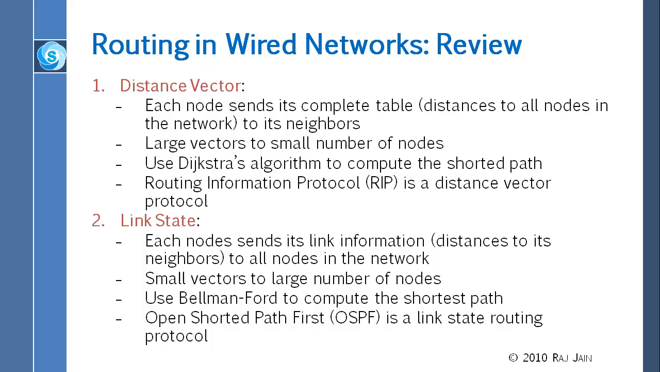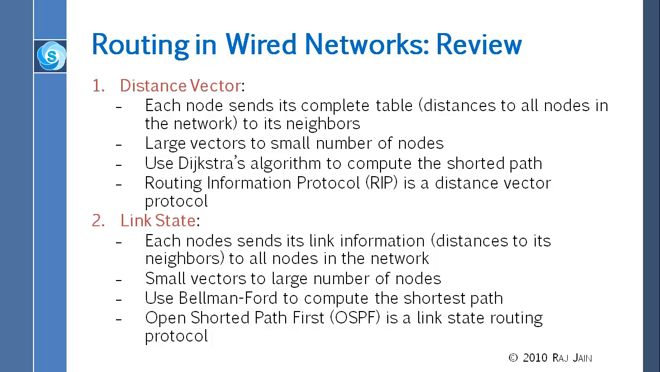What is a distance vector scheme? In distance vector scheme, each node sends its complete table. Each node computes the distance to all possible nodes in the network, and its complete table, it sends it to its neighbors. Alright, so there is a lot of information which is sent, but it is sent only to few people.